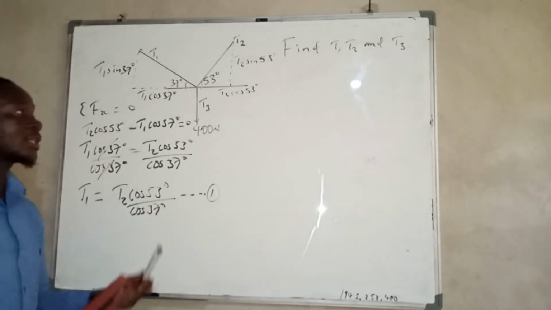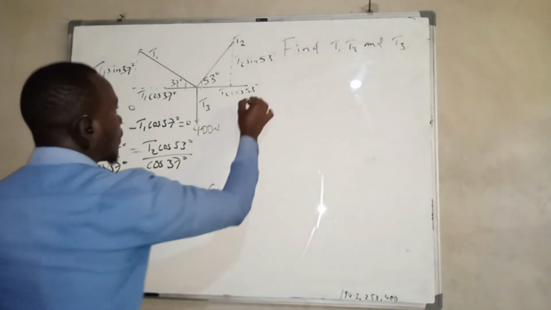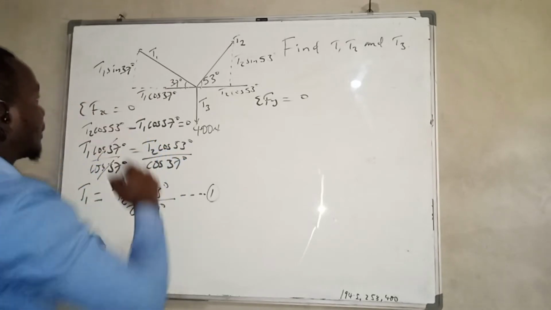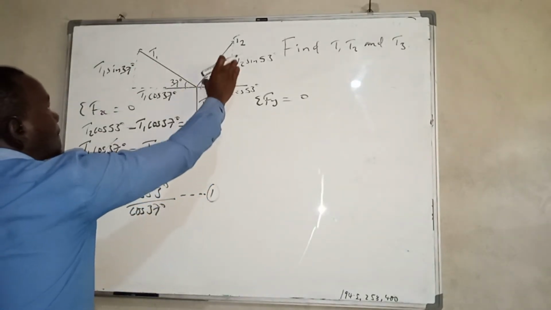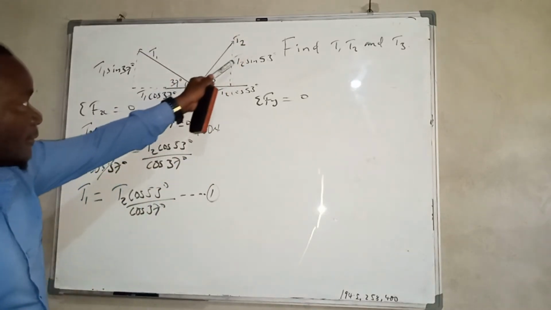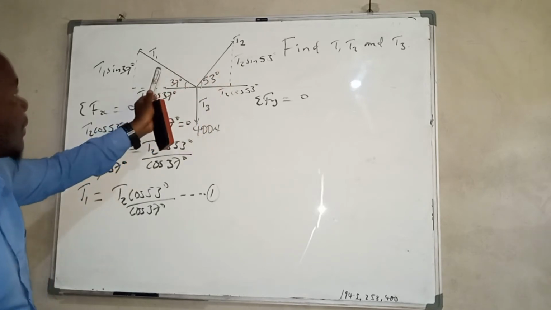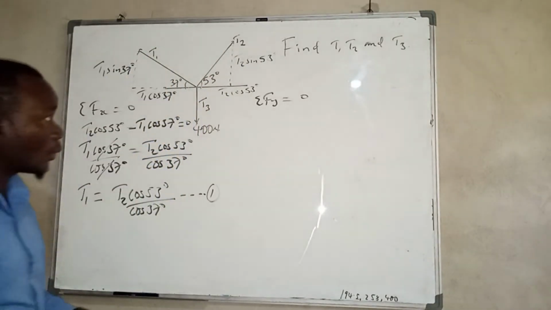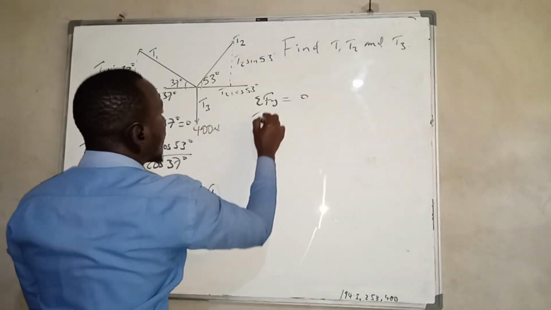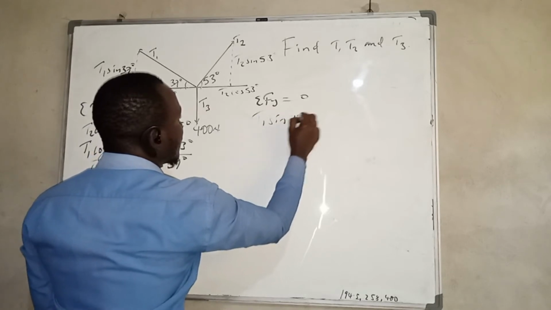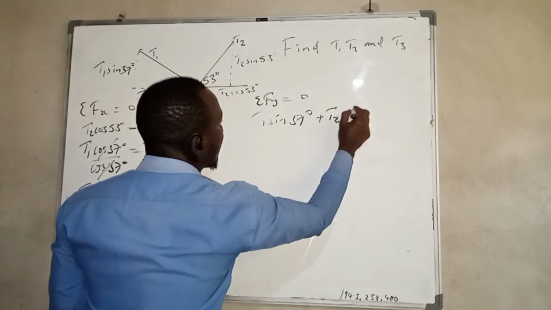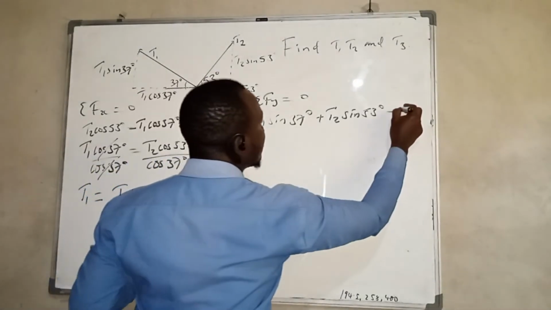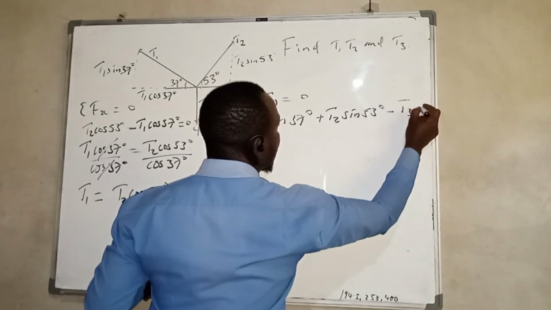Then we know that the summation of forces in y must also be equal to 0. All the angles are positive, in the first and second quadrants, and therefore T sine 53 and T sine 37 will also be positive. So we have T1 sine 37 degrees plus T2 sine 53 degrees, minus T3, since this one is pointing down, which must be equal to 0.